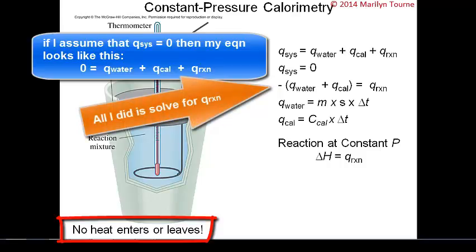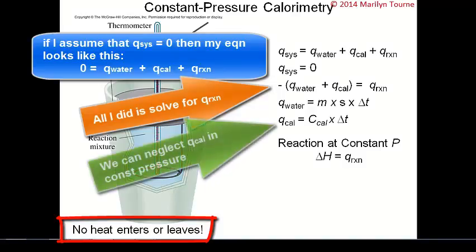Right here I can stop because I know what Q water is. Q water we defined earlier. It was mass times the specific heat times the change in temperature. I also know that this is constant pressure. So if it's constant pressure, then whatever heat is coming out of this reaction or going into this reaction must be equal to the change in enthalpy. We're going to try some problems with constant pressure calorimetry, and you're going to see that these aren't very difficult at all. All right, let's do one.